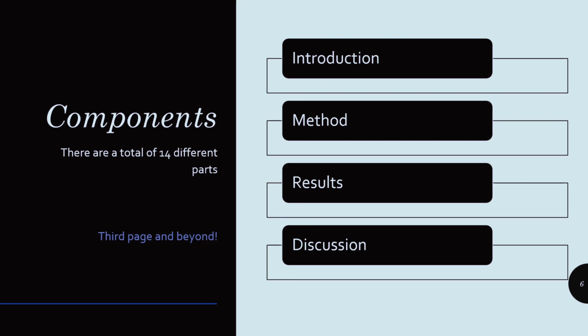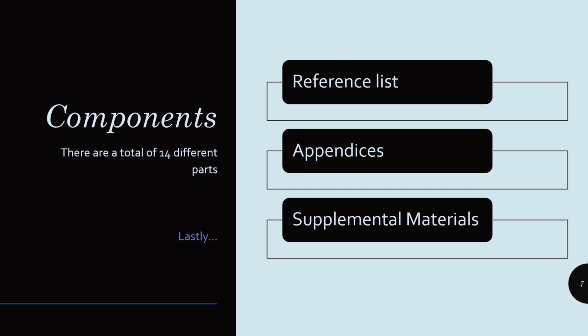In the discussion, we evaluate and interpret results in respect to the original hypothesis. Common subsections under this are whether we support the original hypothesis or not, and the summary of the results. And then lastly, we have the reference list, appendices, and supplemental materials.